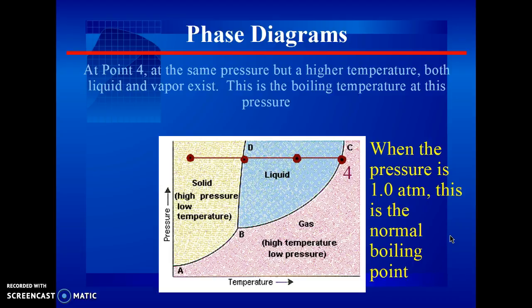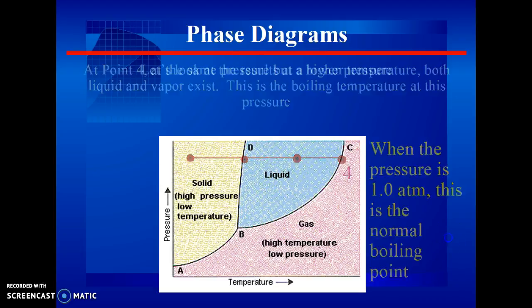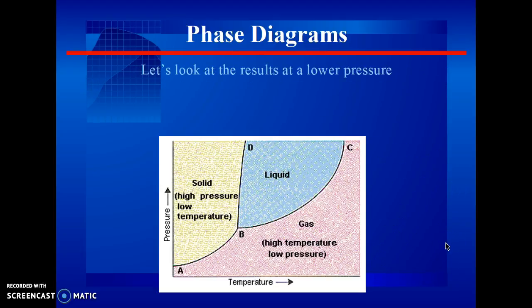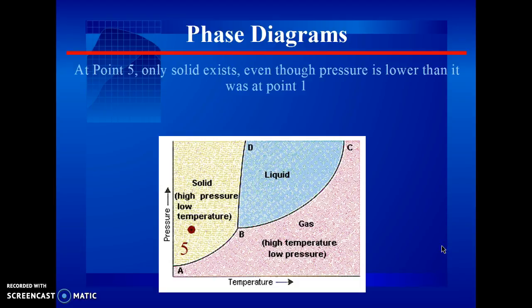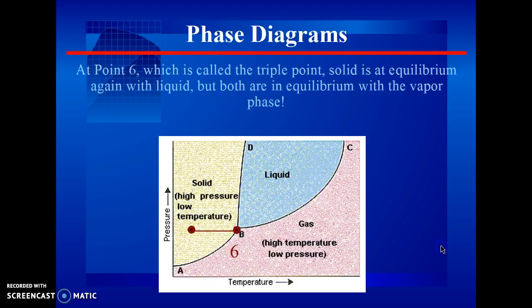And when the pressure is 1 atmosphere, this is the normal boiling point. And for water, that would be 100 degrees. We'll see something special about water momentarily. At a lower pressure, let's look at the various results. At point 5, only solid exists, even though the pressure is lower than it was back at point 1 a couple of slides ago. As we move to the right and increase the temperature, we get to point 6, which is called the triple point.